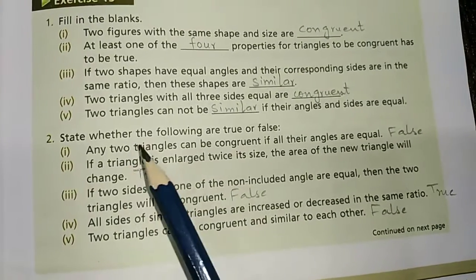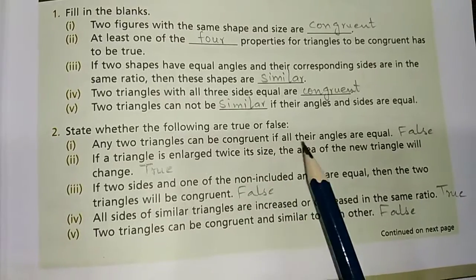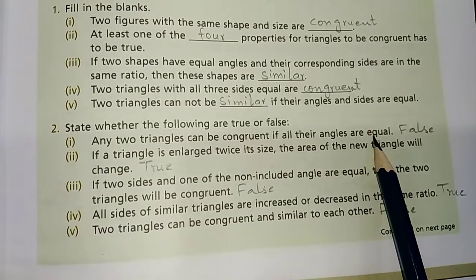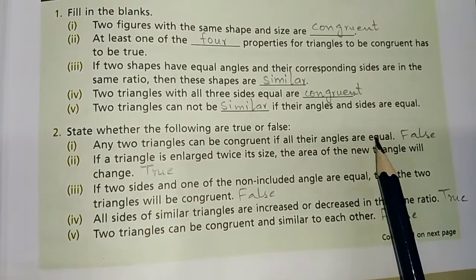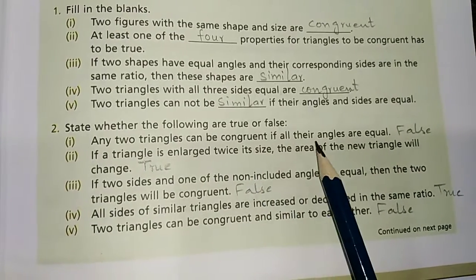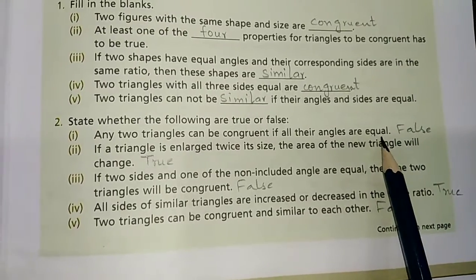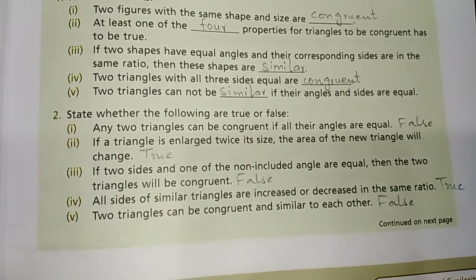Question number 2 is state whether the following are true or false. Any two triangles can be congruent if all their angles are equal. False, because this statement is incomplete. Any two triangles can be congruent if all their angles and sides are equal, then that will be true. But the statement is incomplete, so that is false.